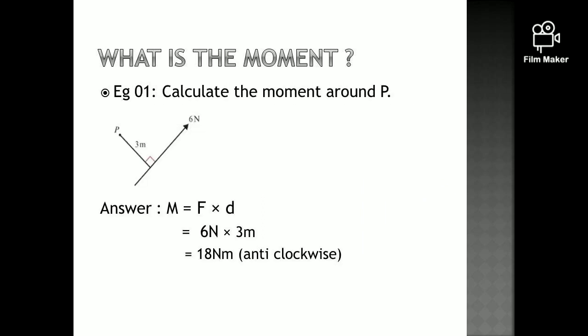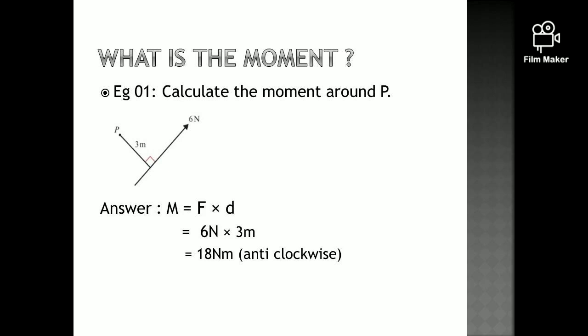Okay children, now let's try to calculate the moment due to the force of 6 Newtons about the point P. According to the formula, the moment is force times the shortest distance from the pivot point to the force. The force applied here is 6 newtons, and the shortest, or perpendicular, distance from the force to the pivot point P is 3 meters. Therefore, you can work out the moment as 6 Newtons times 3 meters, and the answer is 18 Newton meters.